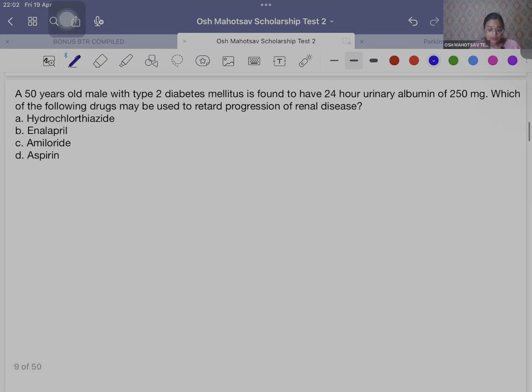Next is a 50-year-old male with type 2 diabetes mellitus who is found to have 24-hour urine albumin of 250 mg. Which of the following drugs may be used to retard the progression of renal disease? Okay. So whenever you have studied that somebody has diabetes mellitus plus proteinuria, we will mostly be using the ACE inhibitors. So the answer is enalapril.